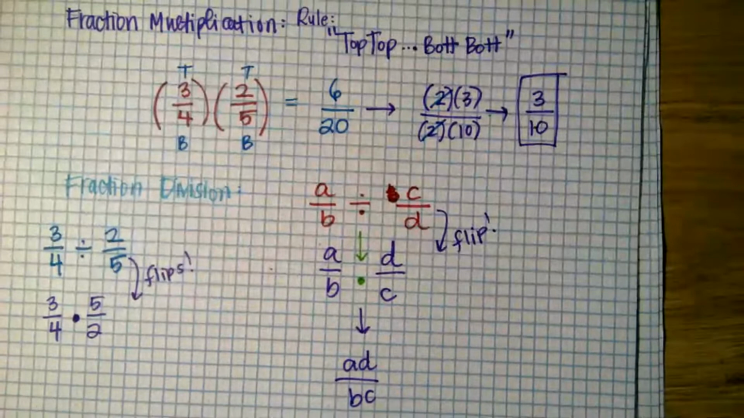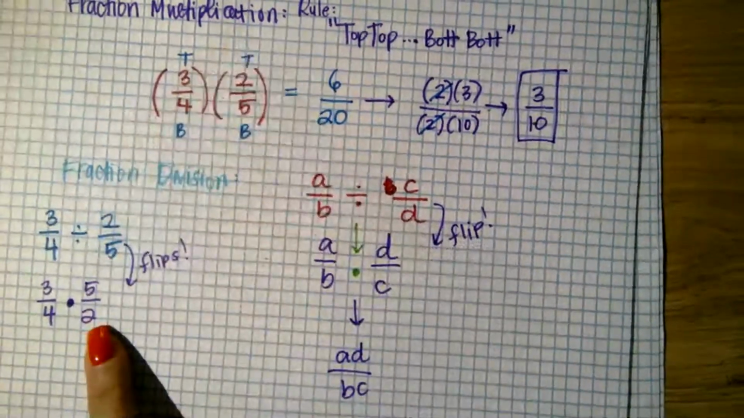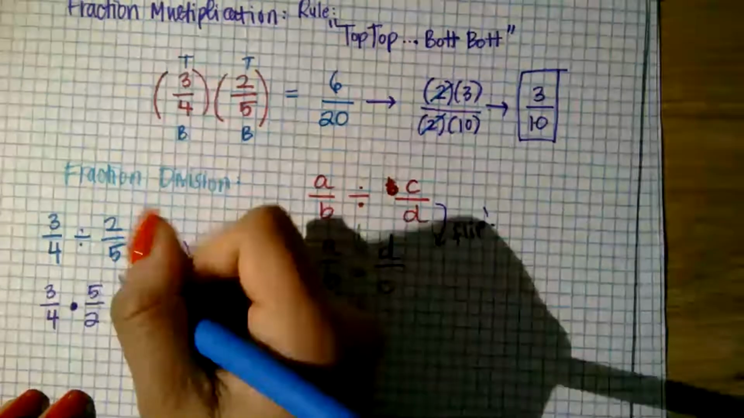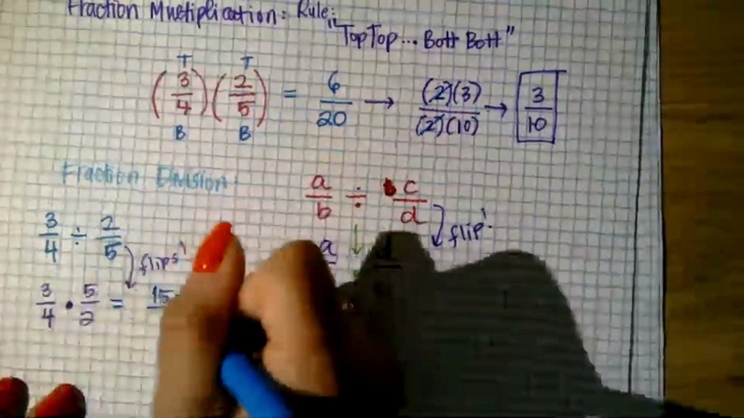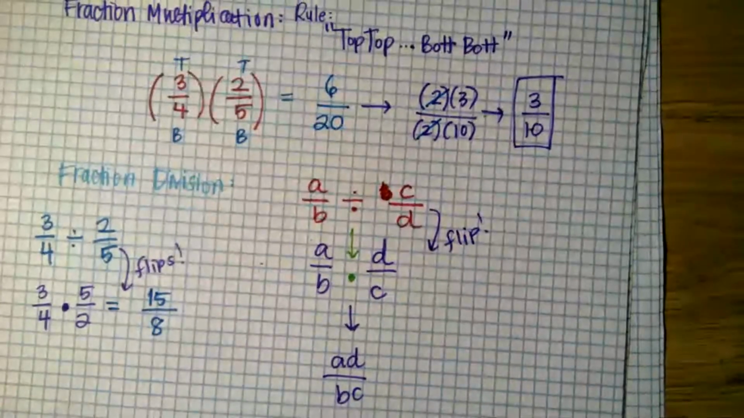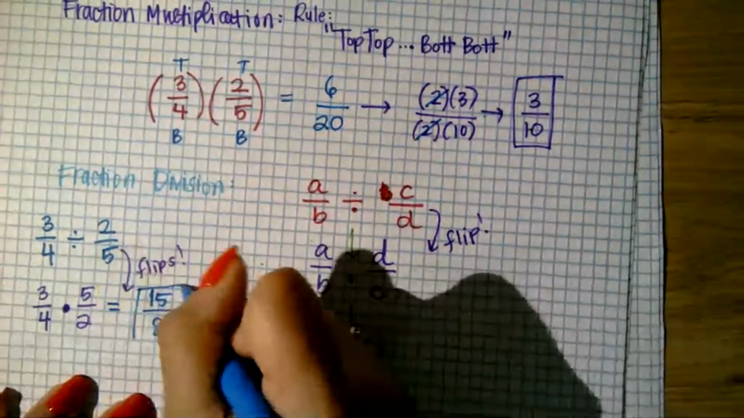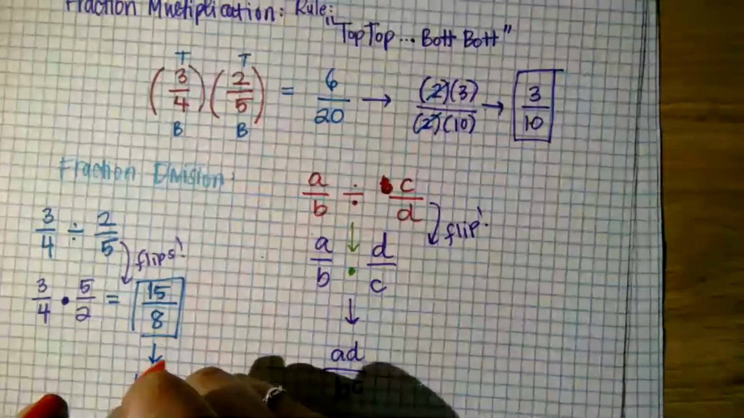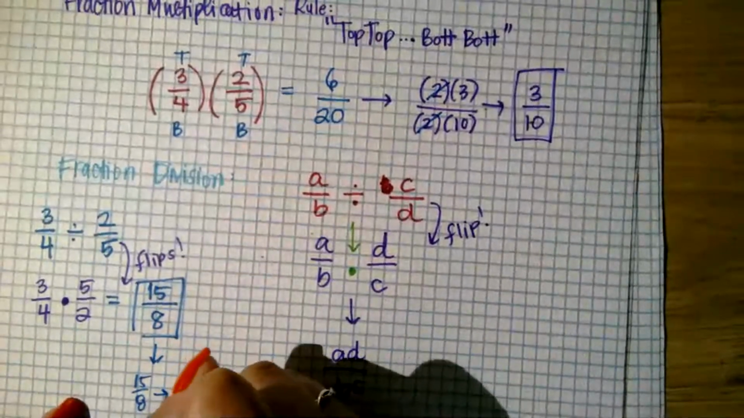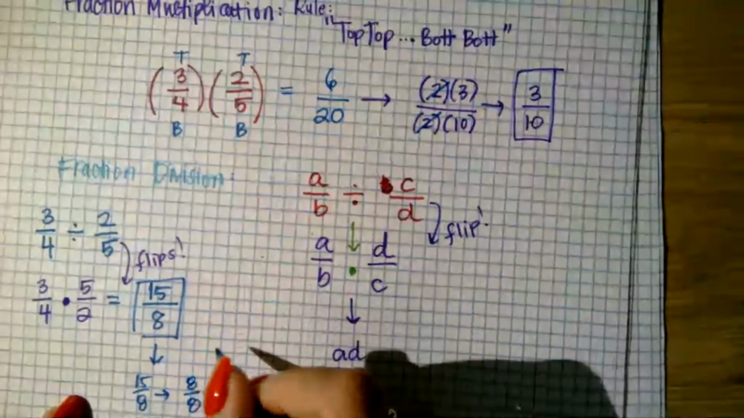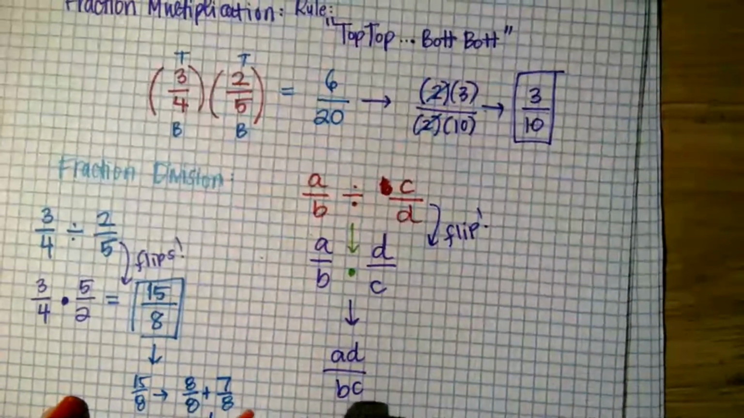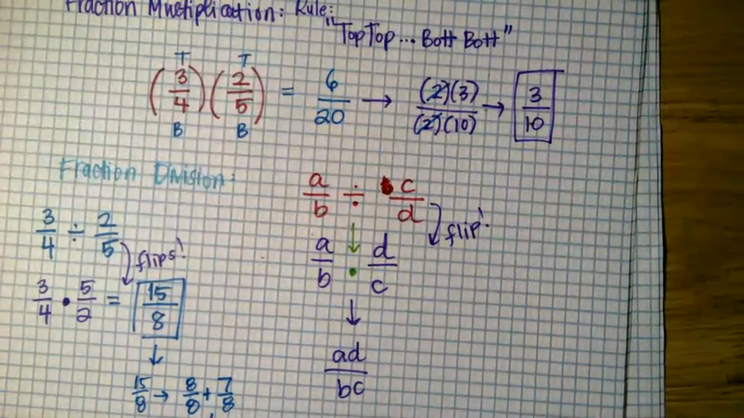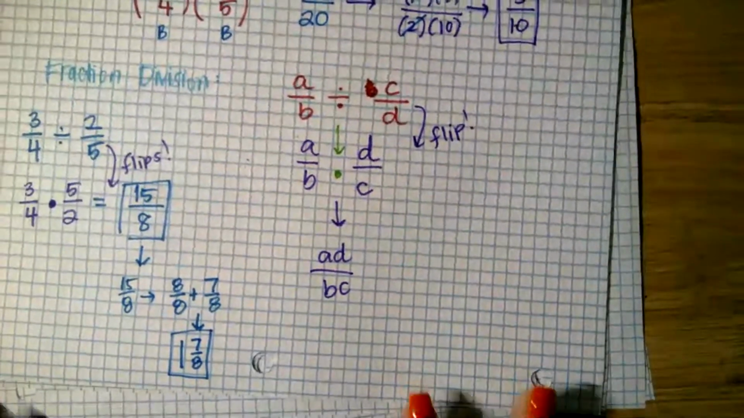Look, it's multiplication. I just made a multiplication, so I'm back to top, top, bottom, bottom. So 5 times 3, top, top, 15, bottom. 4 times 2, 8. 15 and 8 do not have any common factor, so I can leave it like that. Or I can break it down: 15 over 8 is the same as 8 over 8 plus 7 over 8, which means I have 1 and 7/8. Okay? Let me bring that up so you can see that.